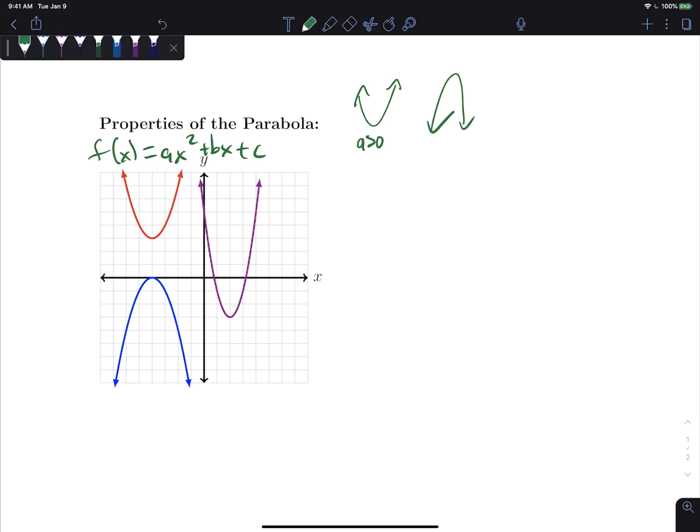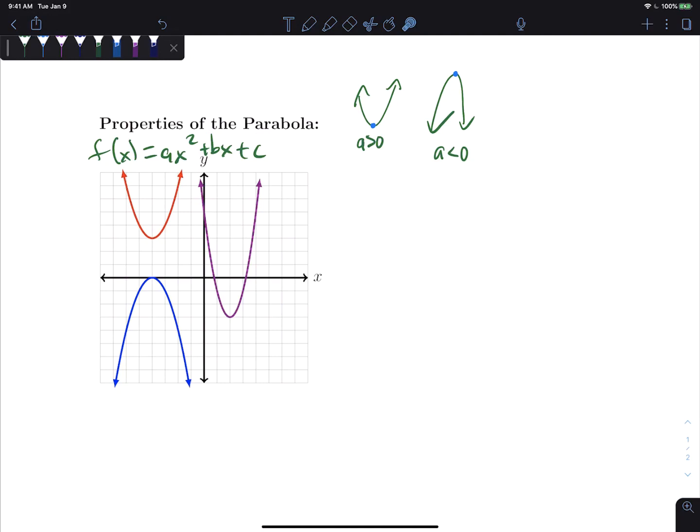If a is positive, the parabola opens upward. If a is negative, the parabola opens down. Also, if a opens up, there is a minimum point, and if a opens down, there is a maximum point. So that leading coefficient is extremely important here. It tells us a lot of things. It tells us if the parabola is opening up or down, and it tells us if we have a maximum or a minimum for the function itself.